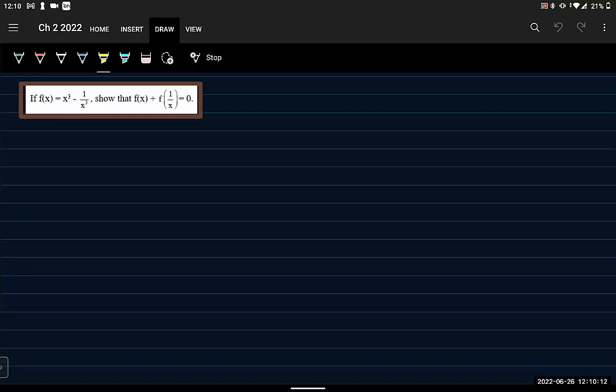Next question, here again we can see f of x equals x cube minus 1 upon x cube, and we have to prove f of x plus f of 1 by x is equal to 0. Okay, now we'll start with f of x. So f of x is directly given over here, which is nothing but equal to x cube minus 1 upon x cube.